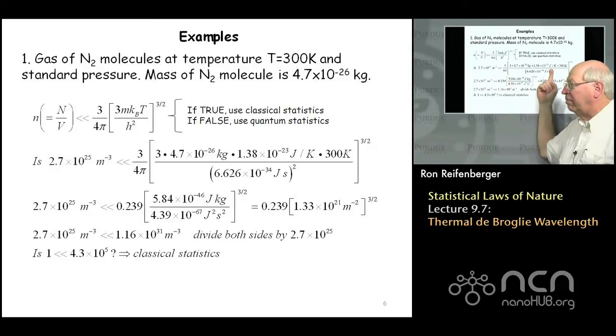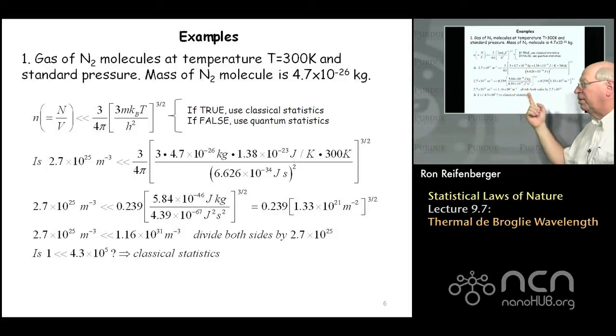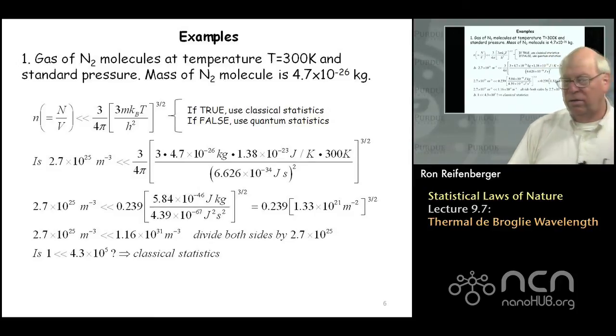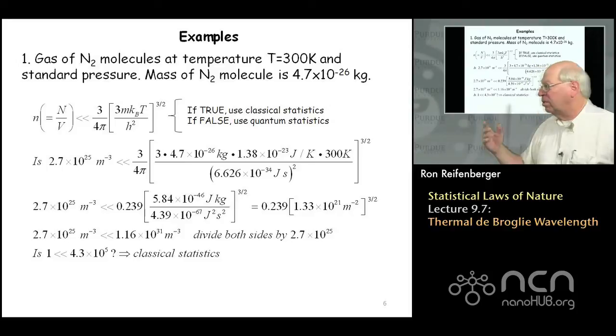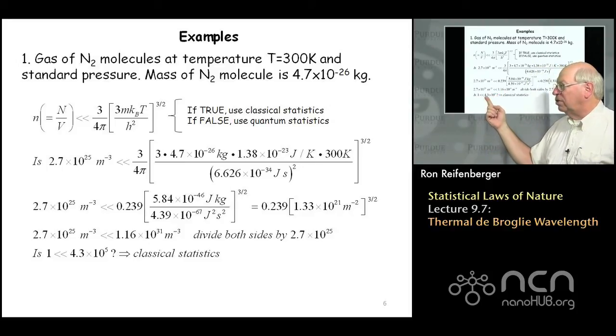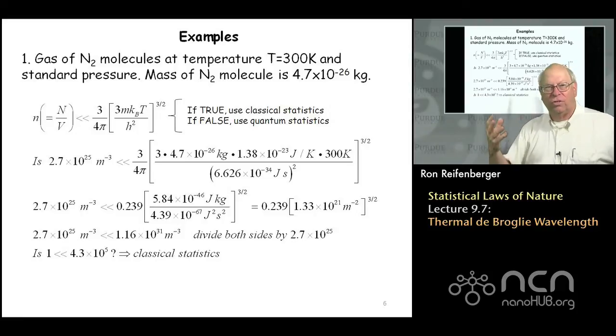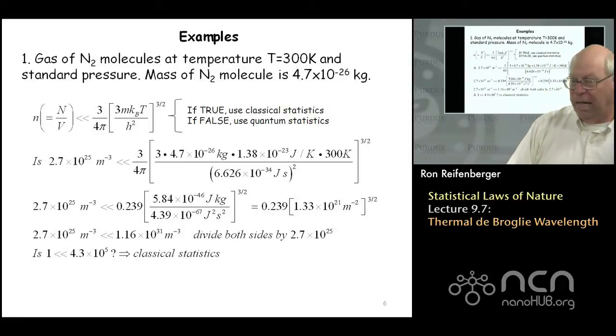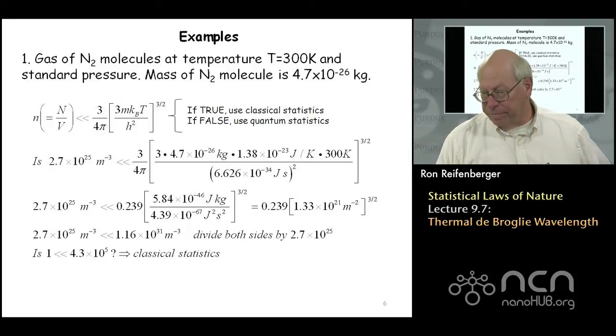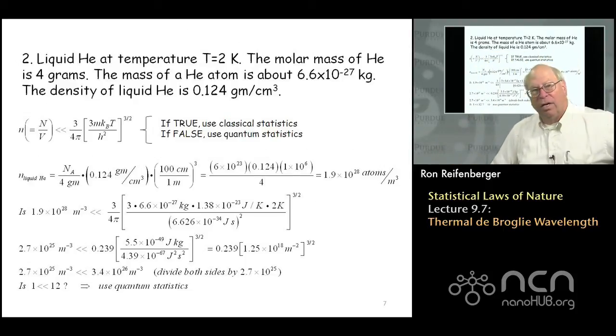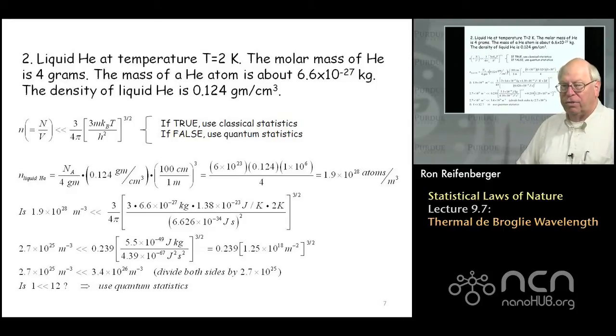What we have to do now is evaluate this rather complicated expression here, and I just worked through the arithmetic, and at the end of the day, I get the condition that 1 has to be much, much less than 4.3 times 10 to the 5th. Well, I think most of you would agree that 1 is small compared to 430,000, which is what this number is. And so since this condition is met, this simply means that you can treat a collection of nitrogen molecules using classical statistics.